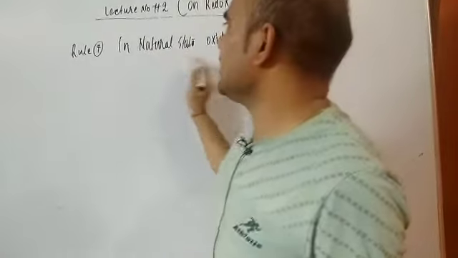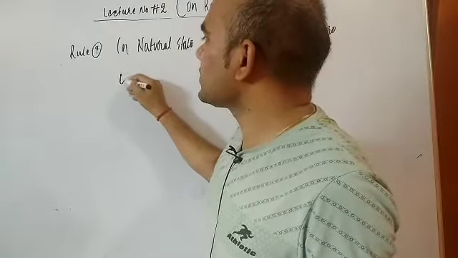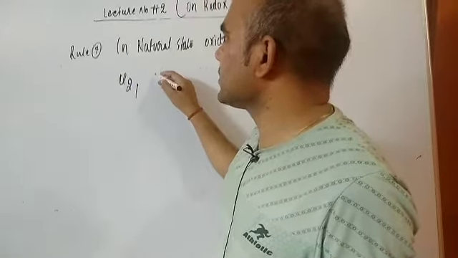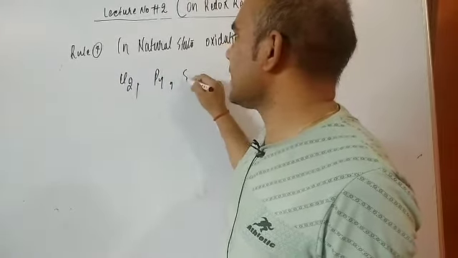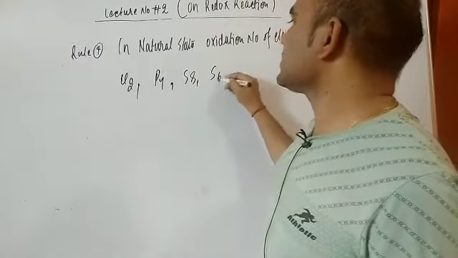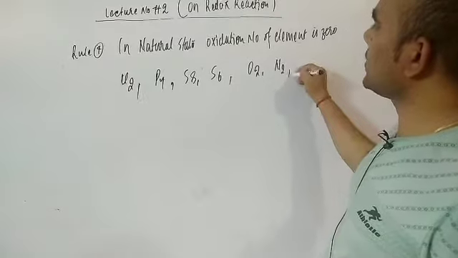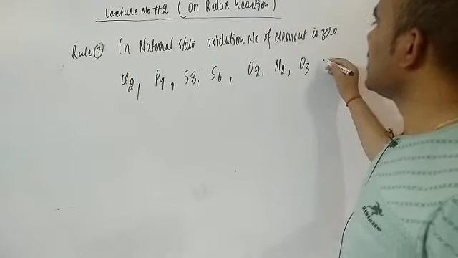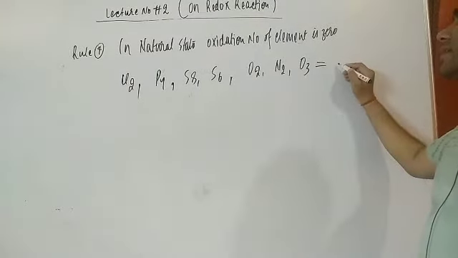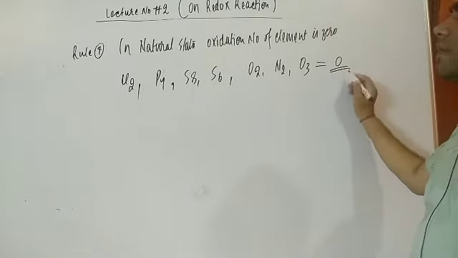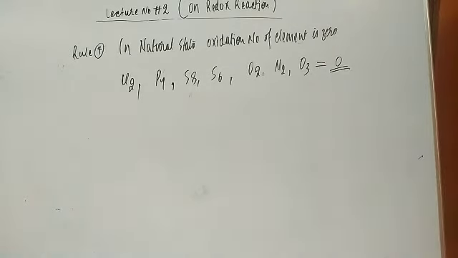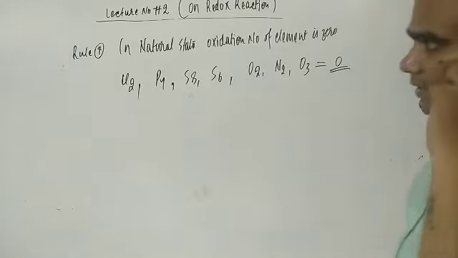Dear students, here suppose Cl2 is there, this is the natural state; P4, natural state; S8, natural state; S6, natural state; O2, N2, O3, natural state. So in all these cases, the element has oxidation number 0. Always keep that in mind. In the natural, uncombined or free state, the oxidation number is 0.